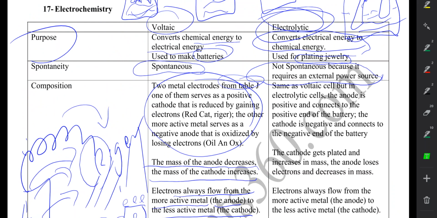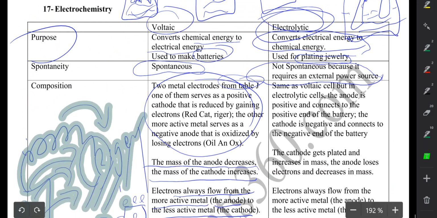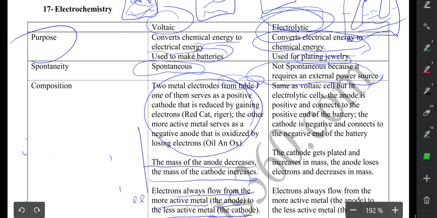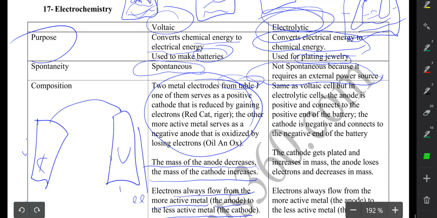The reason why the cations go towards the cathode is because, here's the anode that's losing electrons. This is your anode. It's losing electrons to the cathode. So the cathode is becoming more negative. And therefore, the cations, which are the positive ions, are going to attach themselves to this cathode.